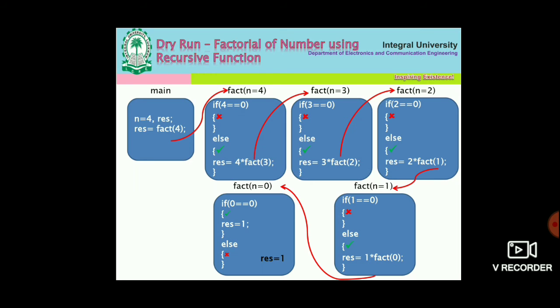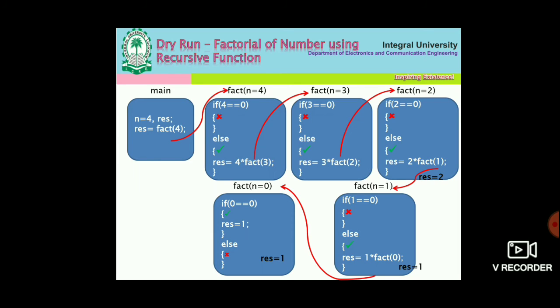This res equals to 1 is returned to the method frame for n equals to 1, which says res is equal to 1 into fact of 0. Since we have calculated fact of 0 in the previous method frame, it will now calculate res is equal to 1 into fact of 0, that is 1 into 1, which is equal to 1. So again res is equal to 1. This res equals to 1 will be returned from this method frame to the function with n equals to 2.